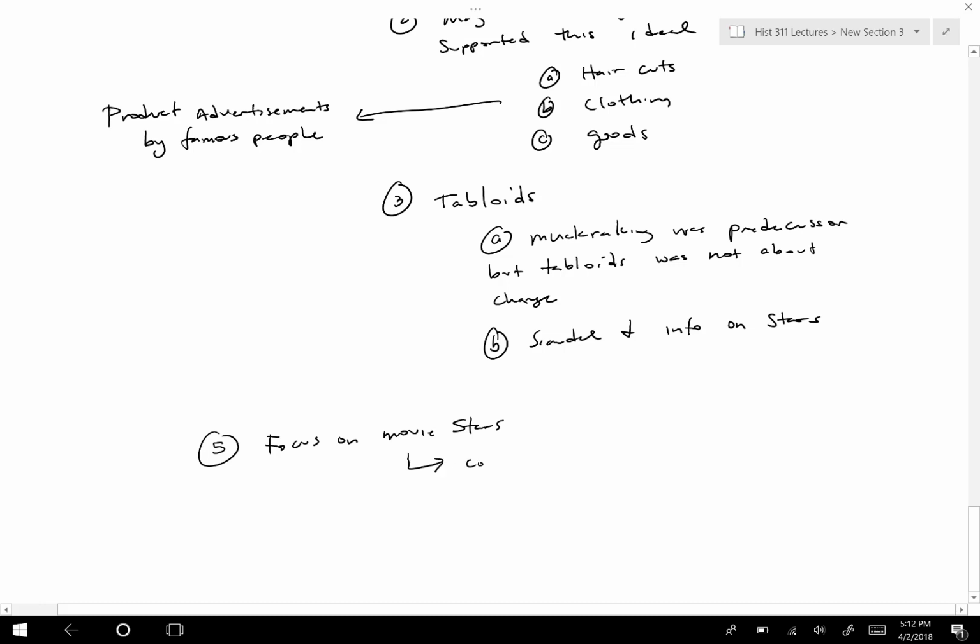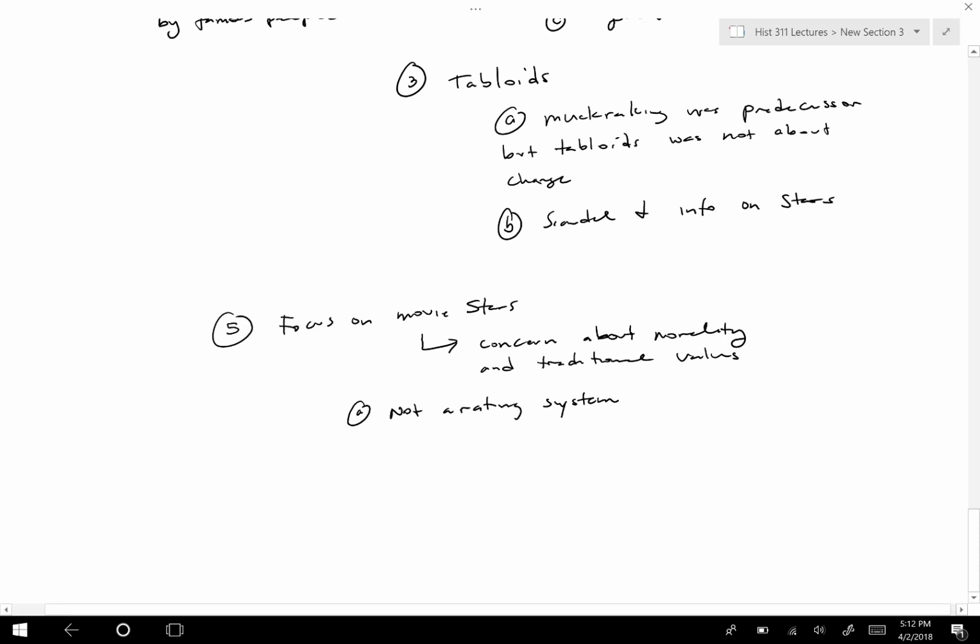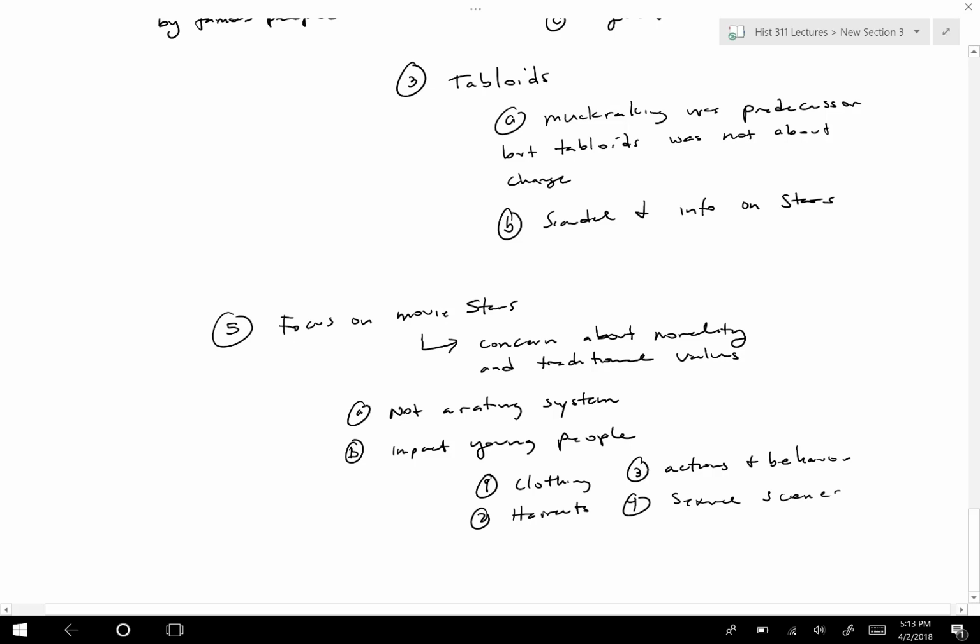The movie stars did lead to concern about morality and general, basically traditional values is what they would say. Because at the time there was not a rating system, and so in some cases it was more risque than what we see now, and it did impact young people, right? What they saw was not only clothing and haircuts but also actions and behavior, the sexual scenes. And this is certainly going to fall in line with the car and dating.